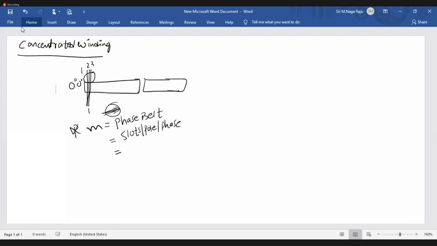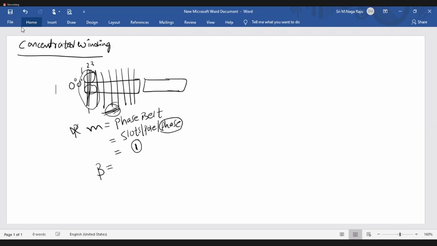Okay. So under one phase, we have these 3 conductors. These are accommodated in how many slots? Only one slot. So phase belt equal to 1. And we have 9 number of slots. What is the value of beta in this case?